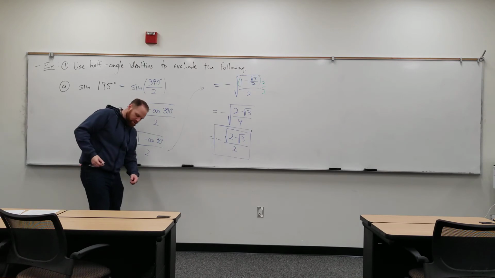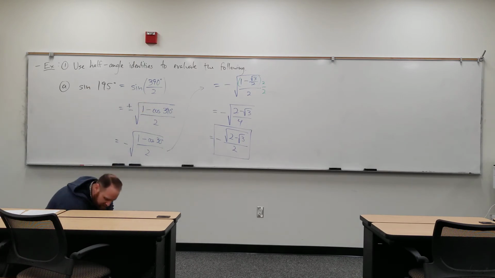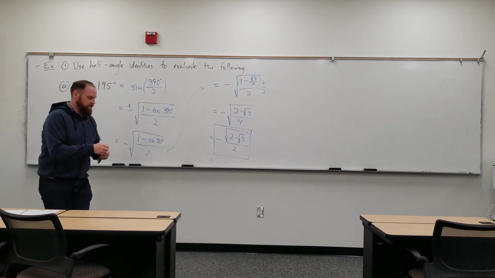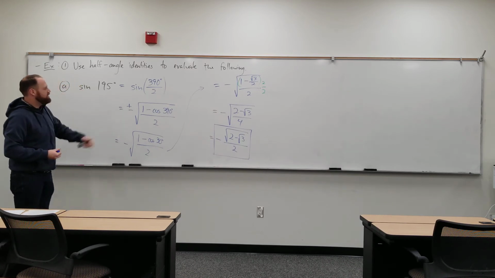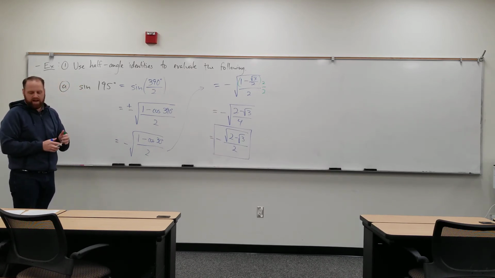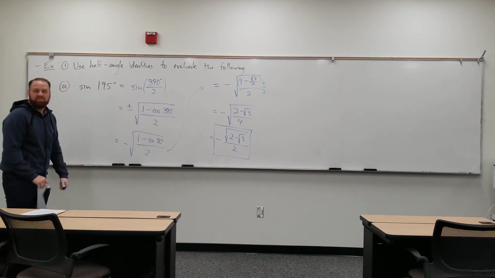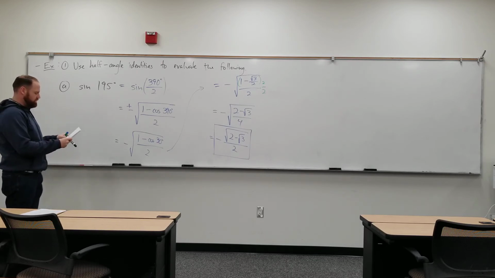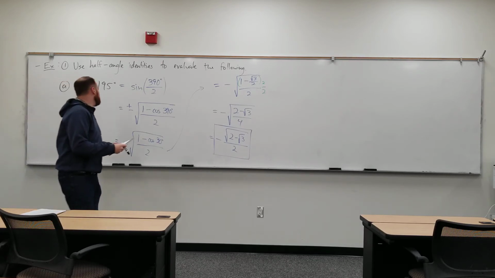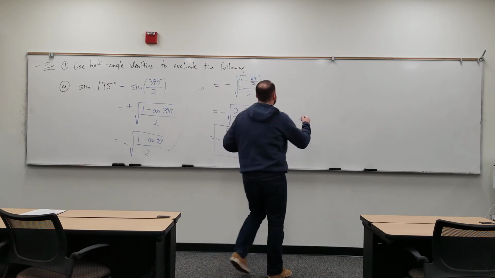The lid for this marker fell down. Okay, got it. So there's sine 195. Okay, let's look at another one. Let's do cosine of 15 degrees.